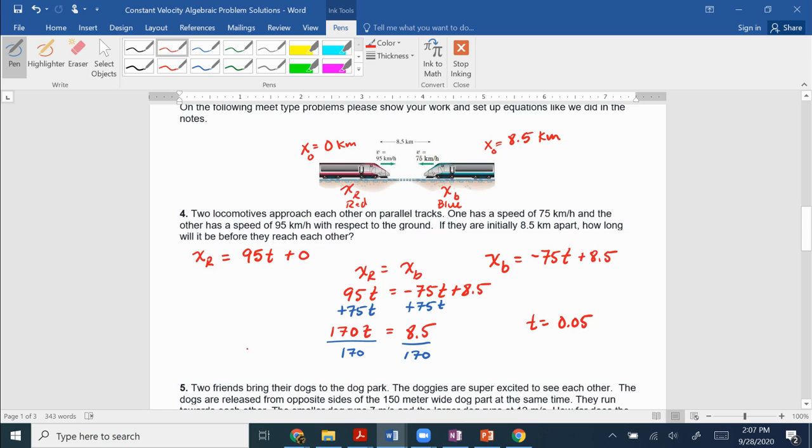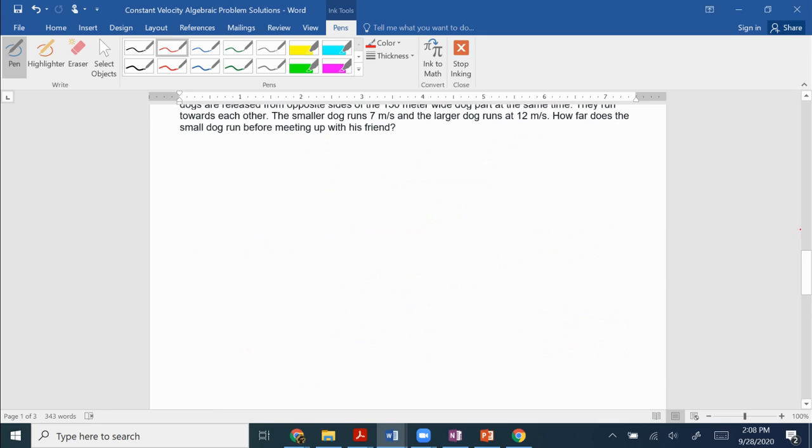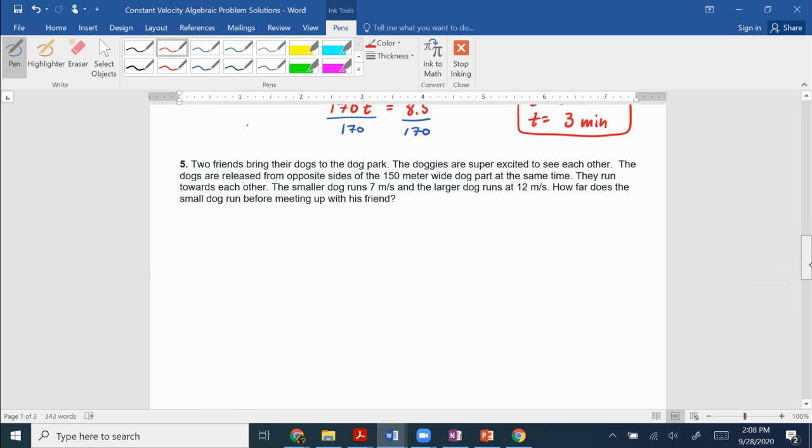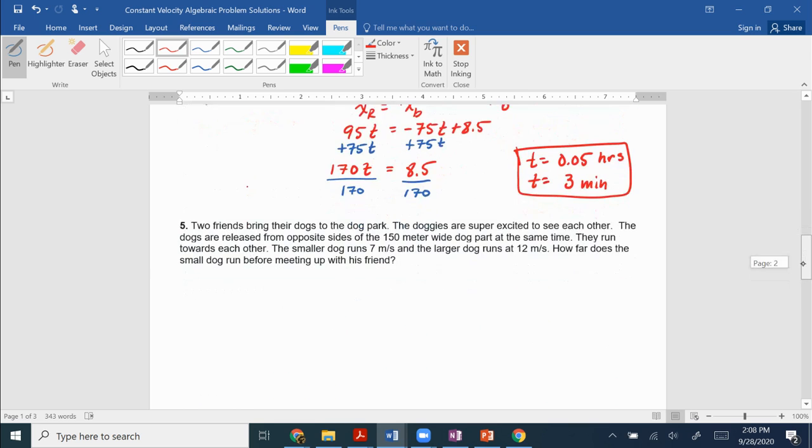That's 0.05 is really small. That's because it's 0.05 hours. So just in case we wanted to know it in minutes, because that's probably more useful, just multiply by 60, and that's 3 minutes. So in this case, it only asks how long it takes in time, it doesn't ask for the distance, so I don't need to do that.